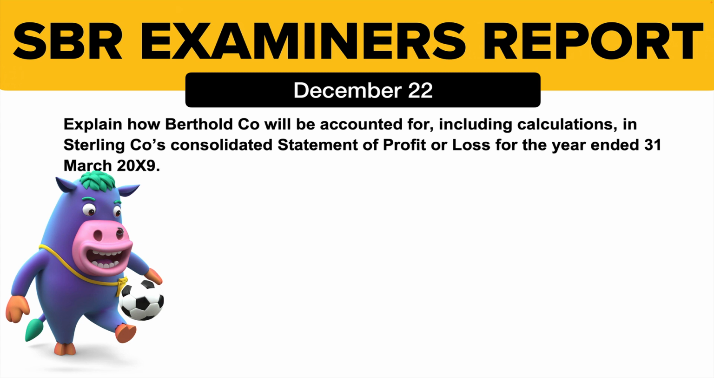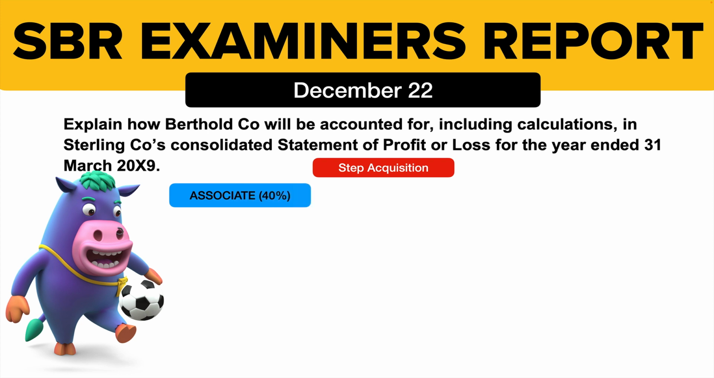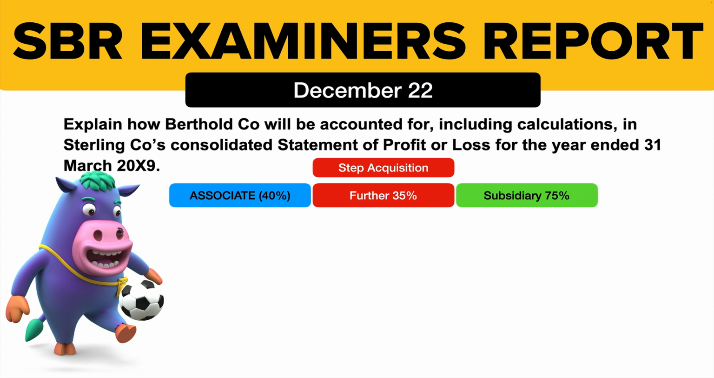So here's the first question in the examiner's report from September-December 22. It was a step acquisition question where what happened was you'd first of all had an associate because you owned 40% of it. And then the second step, you bought a further 35%. So you now own 75%, you had voting rights, and so you'd acquired a subsidiary because you now had control. Okay, and the question was all about then, how do you deal with these things?